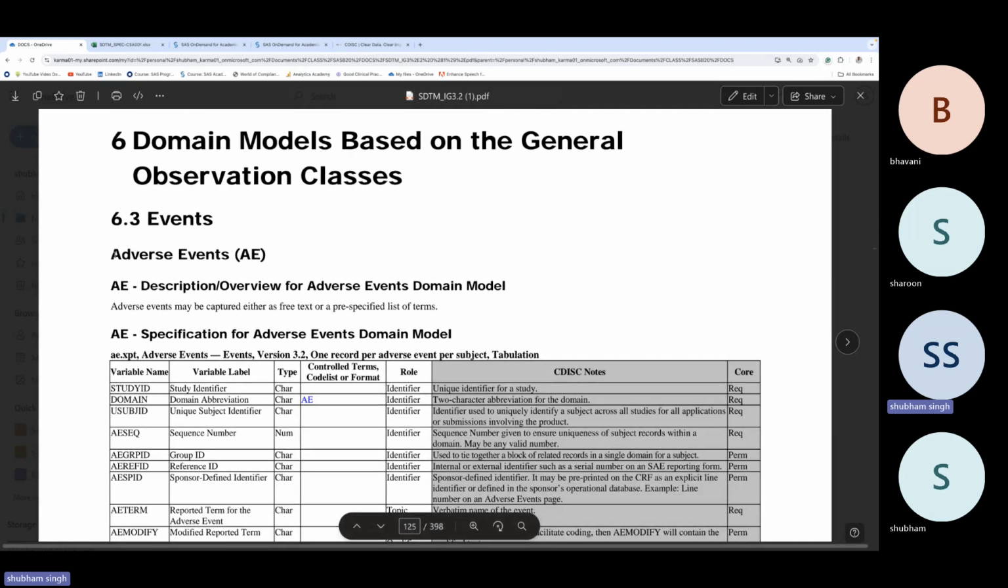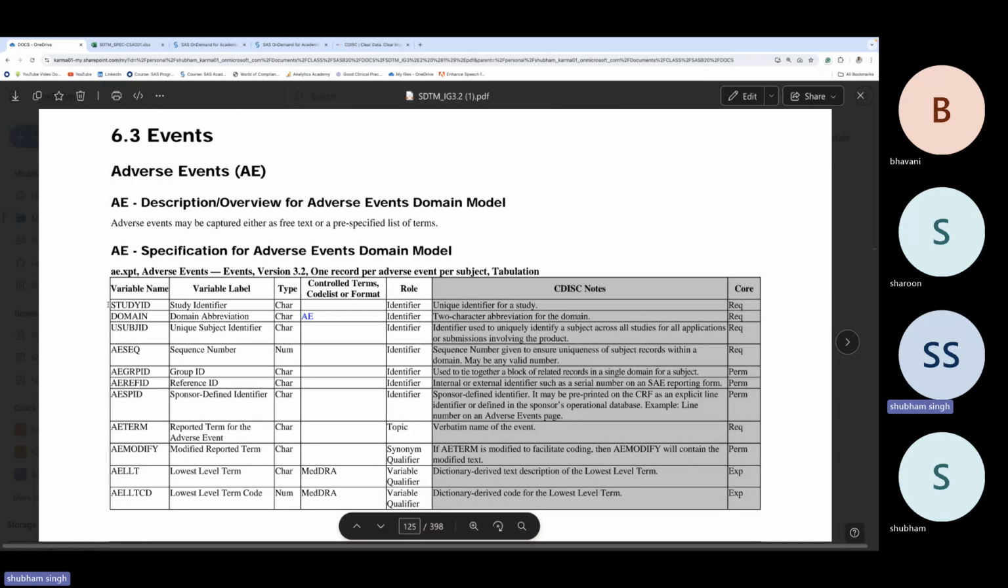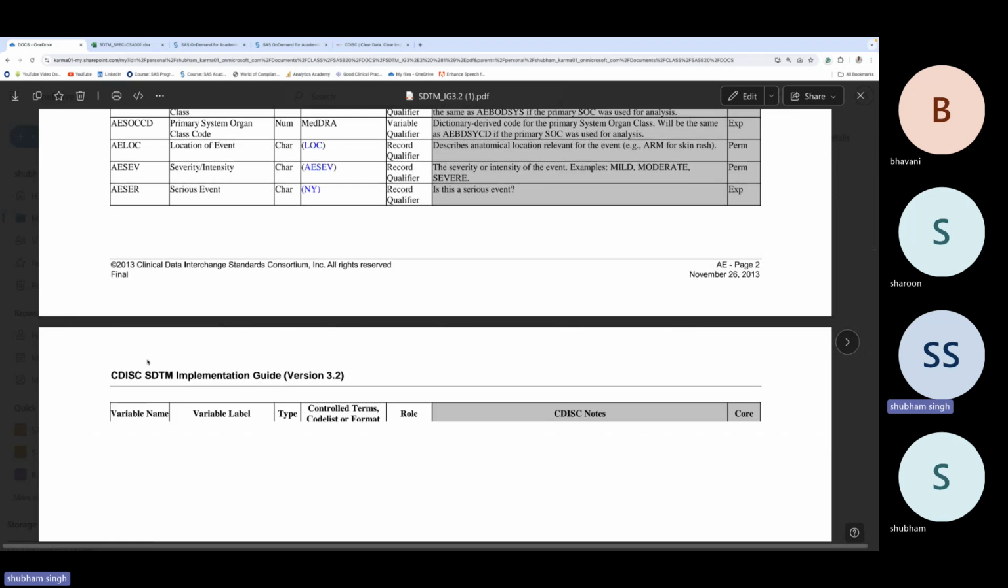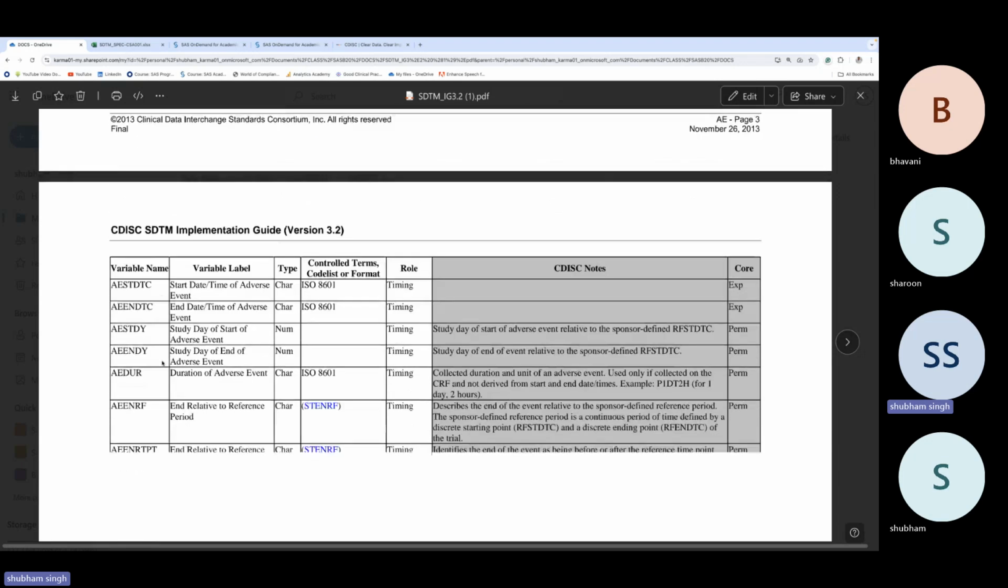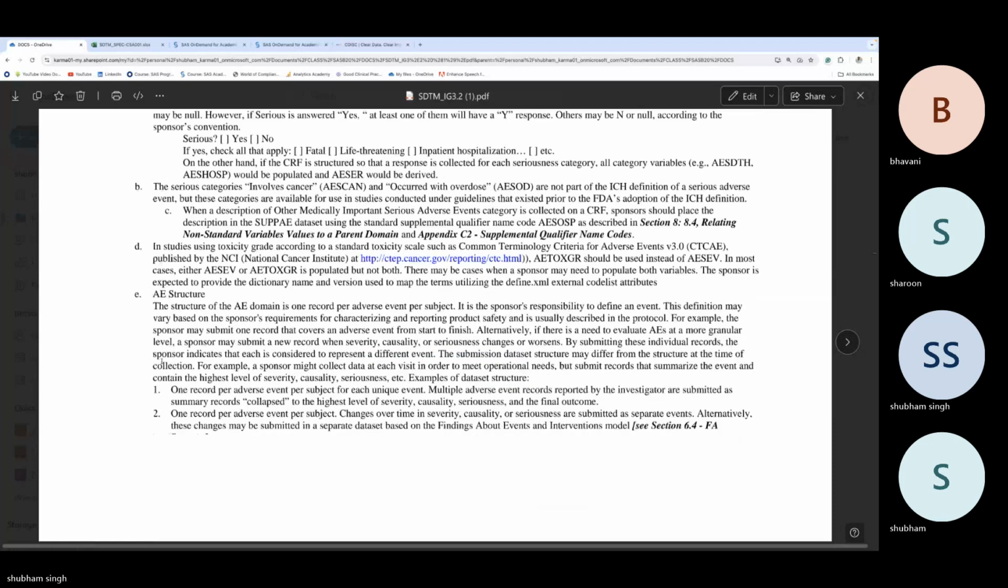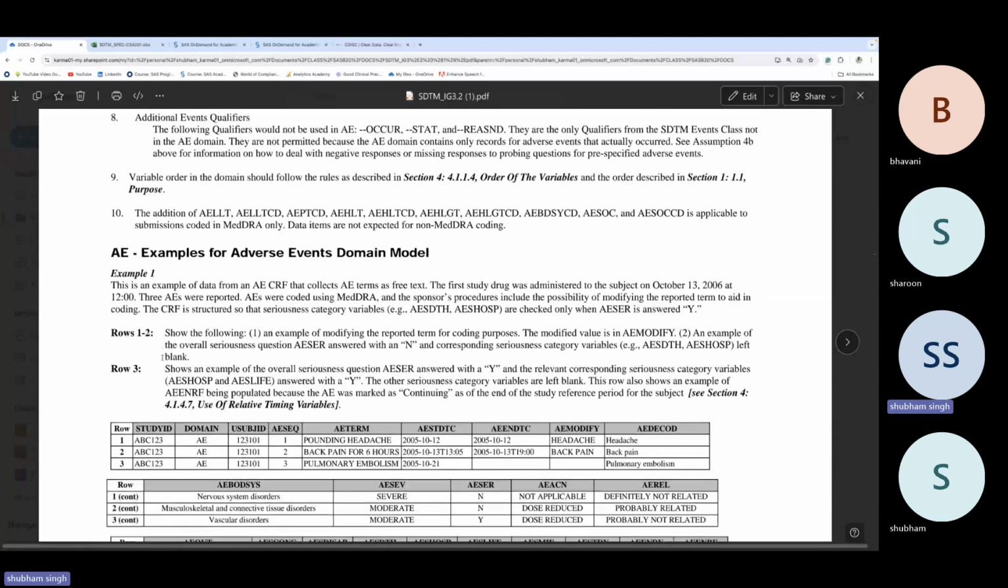Now let's look at the adverse event data set. Adverse event may be captured either as free text or a pre-specified list of terms. It means the data related to adverse events. So these are the variables that are going to be in the adverse event data set. Now how does it look? Let's see the close information. Will they have given the data set?